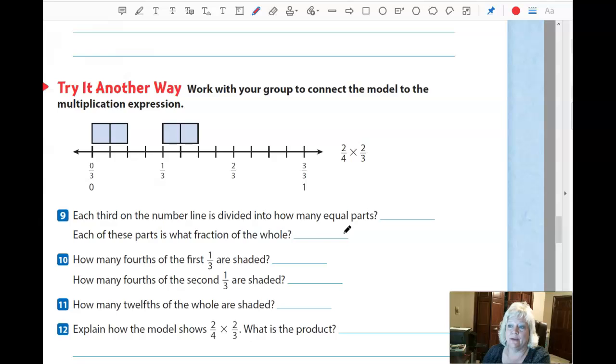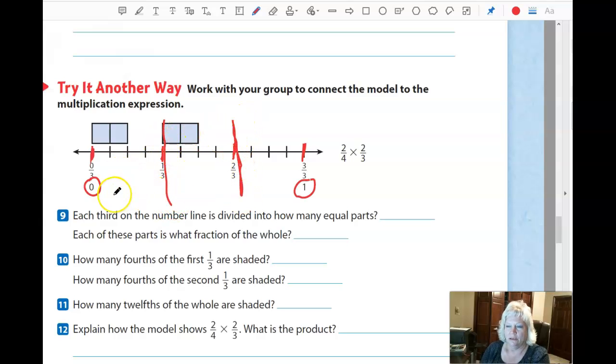So try it another way. This says using that model or that number line. You know I don't like number lines. Each third on the number line is divided into how many equal parts? So we start right here at 0 thirds. Then this is 1/3. This is another third. This is another third. So if you look right here, we started the number line right down here at 0. And then this moved over to 1. They cut it into 3 pieces.